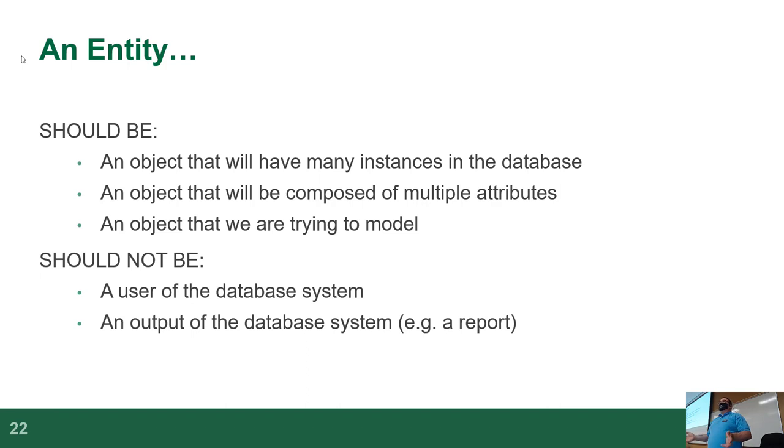It should be made up of multiple attributes. Again, why would you create a table where there's only ever one attribute? Create table ID, INT, auto increment. Done. That's it. Table only has IDs in it. Totally useless. And it should be something we're trying to model. So a thing, an object, a concept.